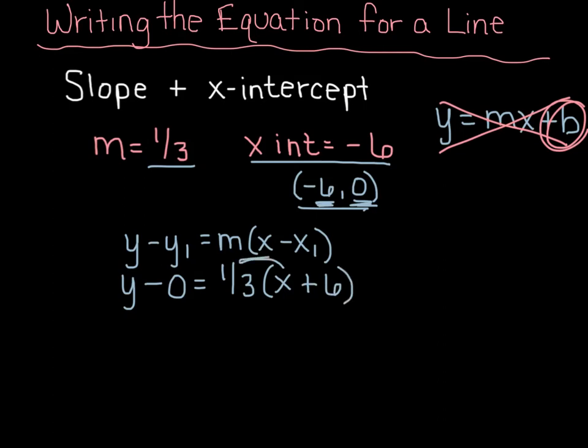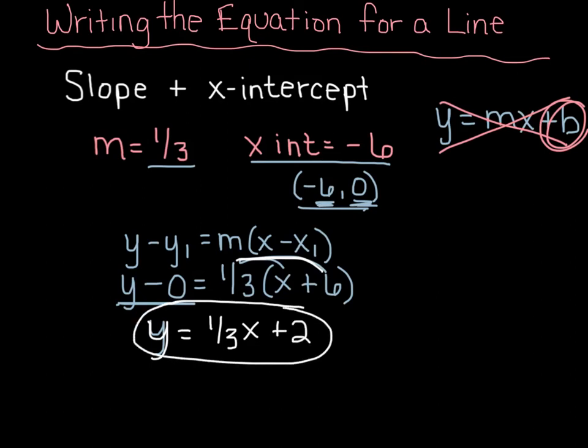Let's distribute this 1/3. The good news about this one is y minus 0 is just y, so you kind of save yourself a step there at the end. So y equals 1/3 x, and then 1/3 times 6 gives me 2. So y equals 1/3 x plus 2. But you have to start in that point-slope form. You can't just go straight to slope-intercept when you're given an x-intercept.